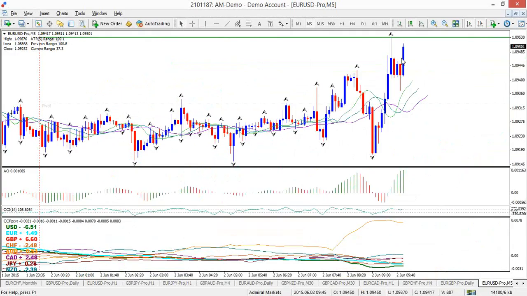Euro dollar 5-minute chart seems to be pushing up. Looking at this relative strength index, you see that it's kind of wacky at the moment because the Australian dollar is just totally pushing the whole graph. This is a relative strength index, so all these lines represent a currency.